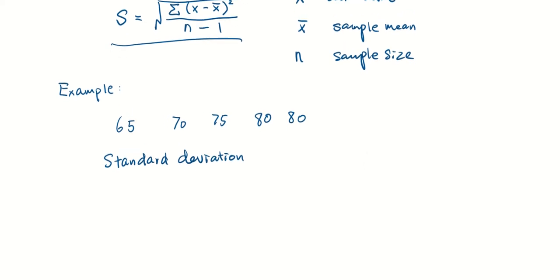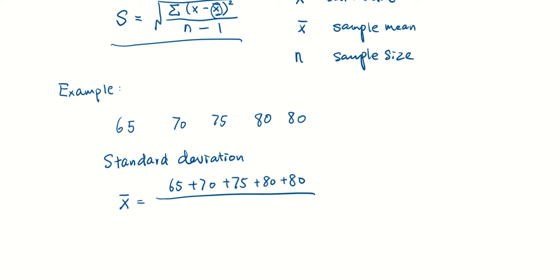First I will have to find the mean. I have to use this value here, so I want to find the sample mean. To find the sample mean, you add up all the numbers and divide by the sample size, in this case 5, and do the calculation. Using my calculator, the sum is 370 divided by 5. The answer is 74. So that is the mean of my sample.